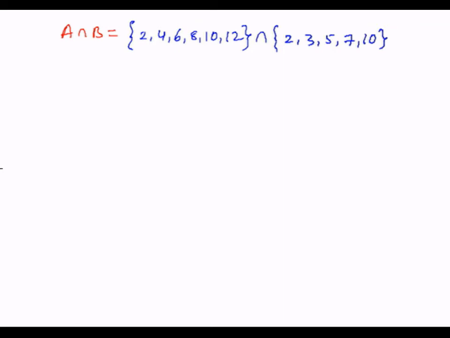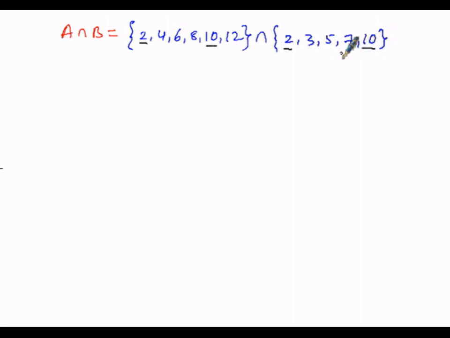Here 2 is an element of set A and 2 is also an element of set B, so 2 is common. But 4 is not present in B, and 6 and 8 are also not present. 10 is common to both sets: 10 is an element of set A and similarly 10 is also an element of set B. 12 is an element of set A, but it is not an element of set B.